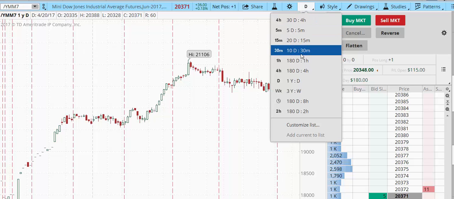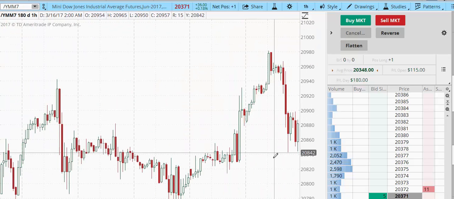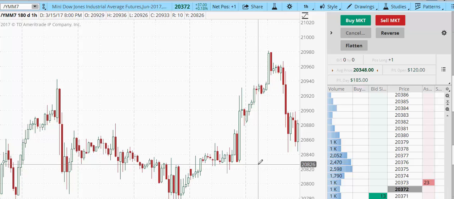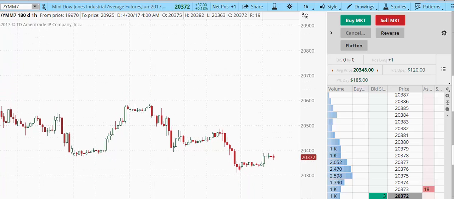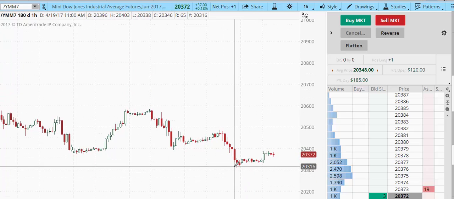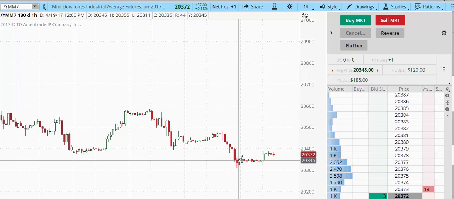Let's take a look on an hourly chart what that looks like. 203.48. That would have been about over here. Okay.